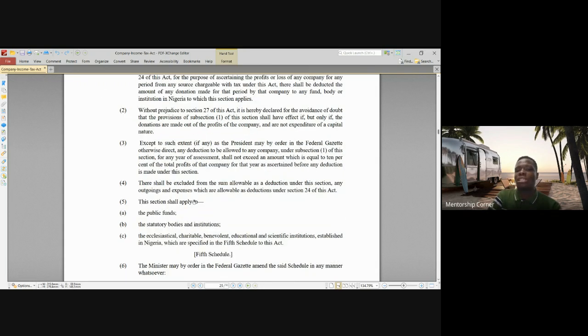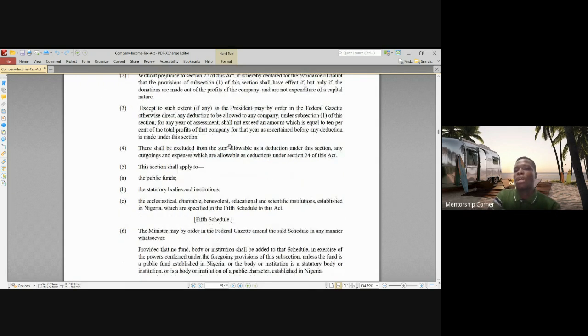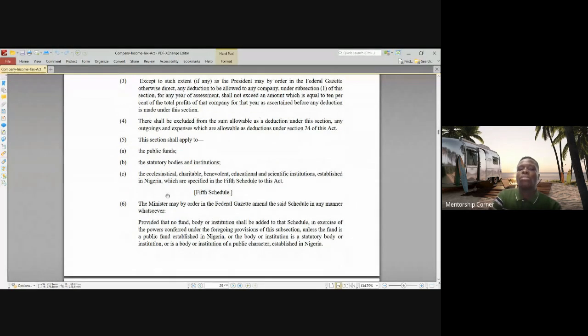So it gave us some instances. It said they shall be excluded from some allowable deduction. So it says the section shall apply to public funds, that is, donations that you made to public funds, donations that you made to statutory bodies and institutions, donations that you made to ecclesiastical, charitable, benevolent, education established in Nigeria, which are specified in the fifth schedule of this act. So you can go back to the fifth schedule to understand more, but of course we'll still get there.